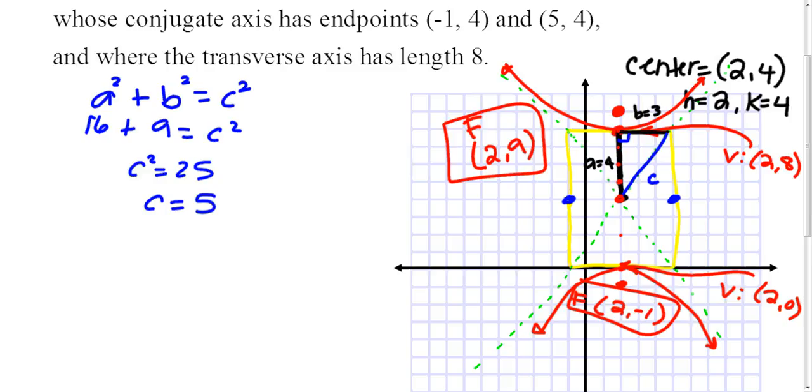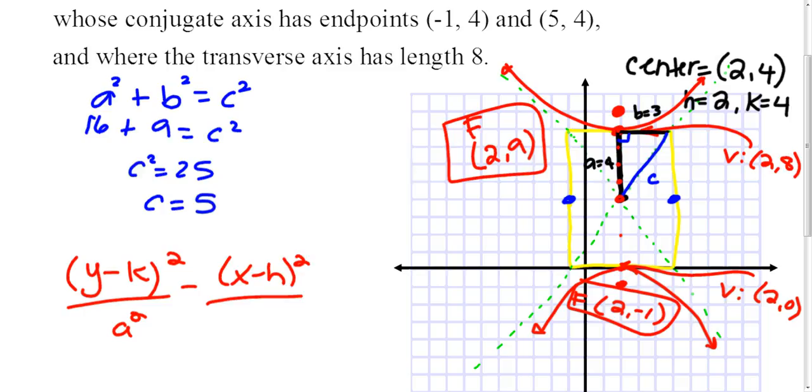Our job though in this problem was to figure out the formula for this. So to figure out the formula, I am going to use the formula where I list the y first, because my transverse axis, or the one that connects my foci, is my up-down axis, or my y-axis in this case. So my formula is going to go like this. Y minus k squared over a squared minus x minus h squared over b squared has to be 1.